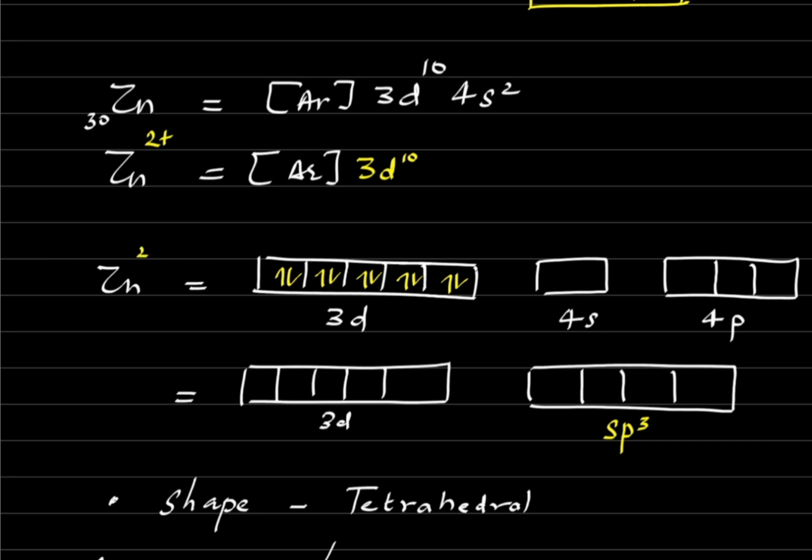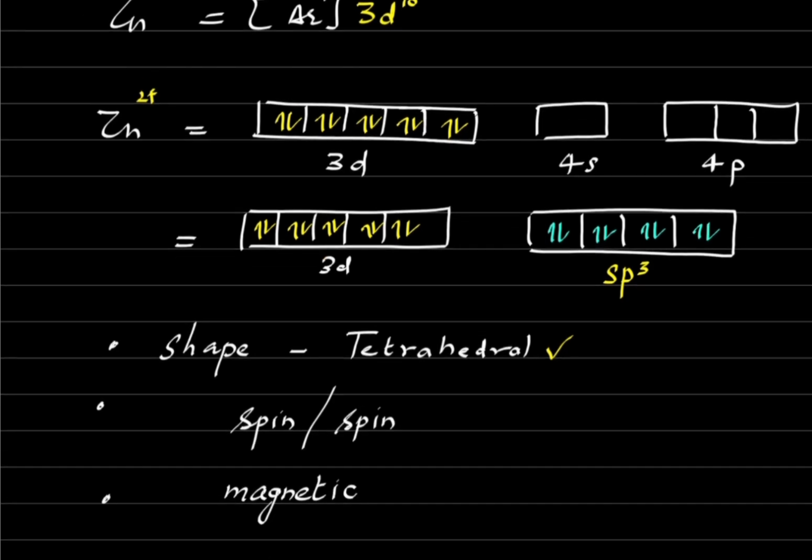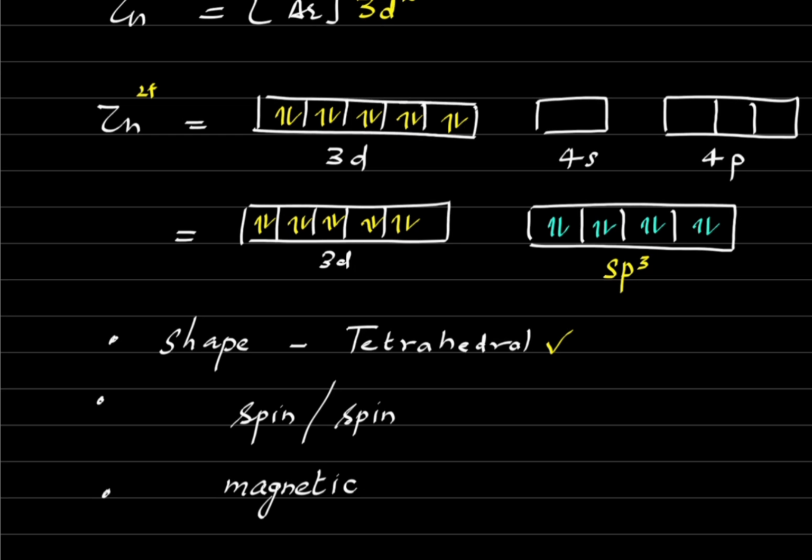So 4s, 4p hybridized to give us 4 equivalent sp3 hybridized orbitals. 3d orbital of zinc 2+ here would have electrons of zinc, and these sp3 hybridized orbitals will arrange themselves in space in tetrahedral shape and would then be ready to accept electrons from 4 hydroxide ions. Now, shape is tetrahedral. Spin, what do you think the spin would be? All the electrons are paired up, so it would be a low spin or spin paired complex. And again, since all the electrons are paired up, this would be a diamagnetic complex.